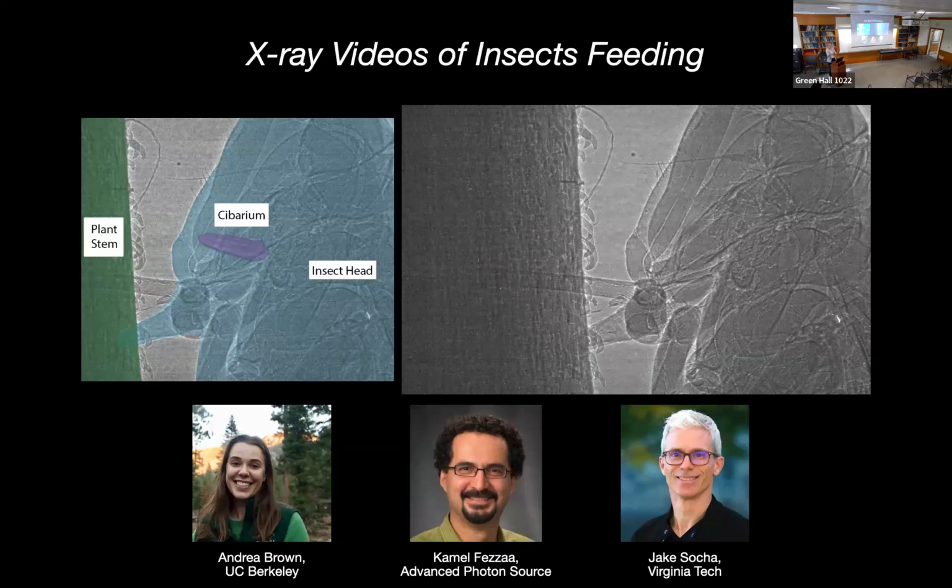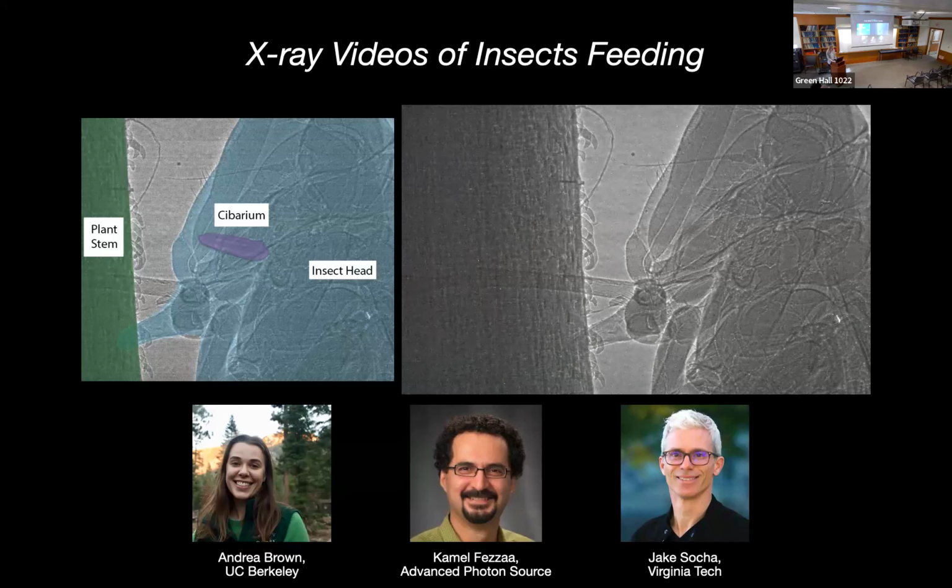So we're getting an X-ray video of the bug feeding while the X-rays are being shot at it at about 50 frames per second. This was a technique invented by Jake and Kamel at Argonne National Labs that they were using to study insect respiration, and we wanted to see if we could do it with the bugs feeding. So we brought a bunch of basil plants and some bugs to Chicago.